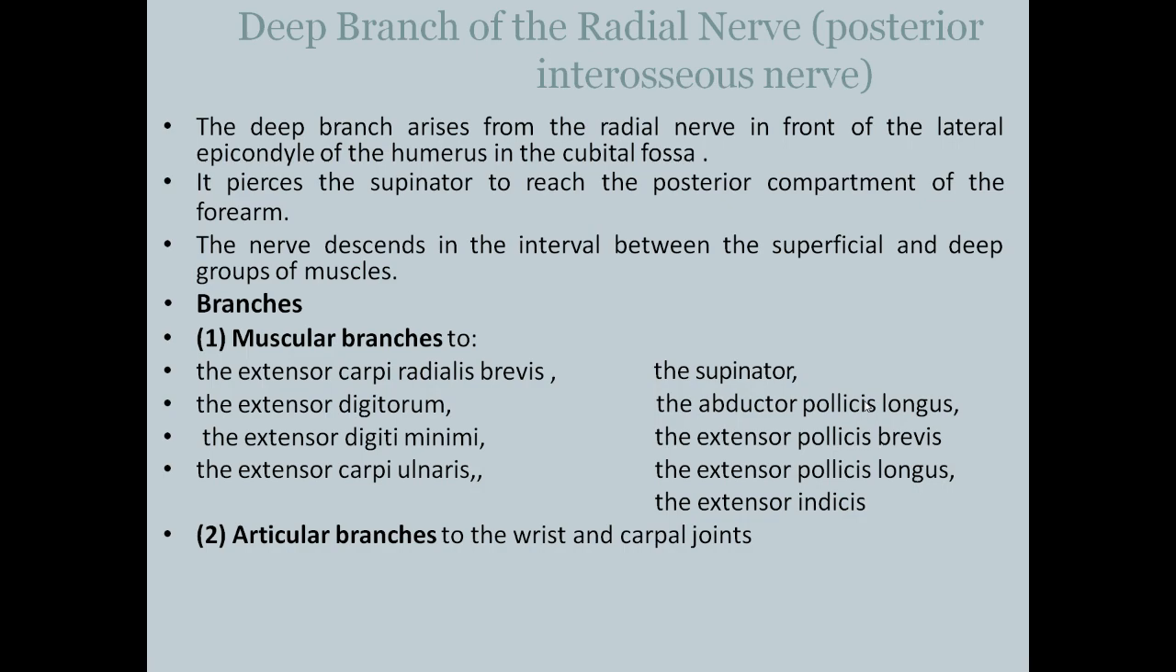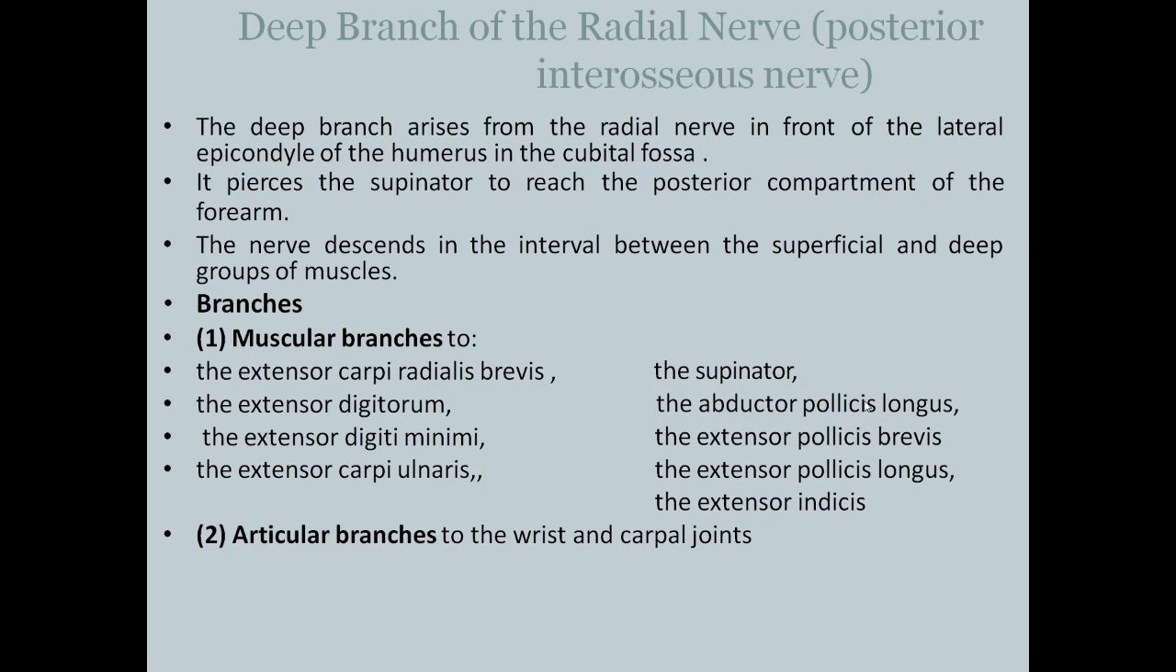Deep branches of the radial nerve. The deep branches arise from the radial nerve in front of the lateral epicondyle of the humerus in the cubital fossa. It pierces the supinator to reach the posterior compartment of the forearm. The nerve descends in the interval between the superficial and deep layers of the muscles.